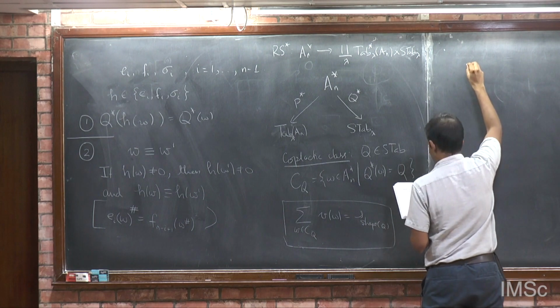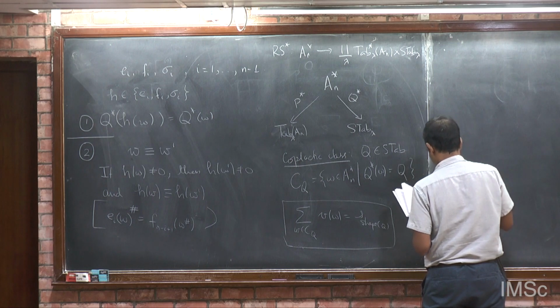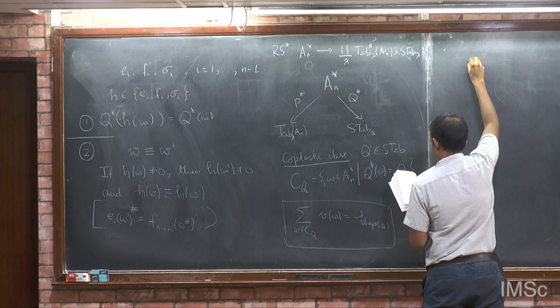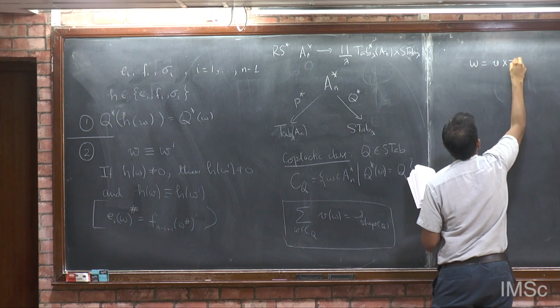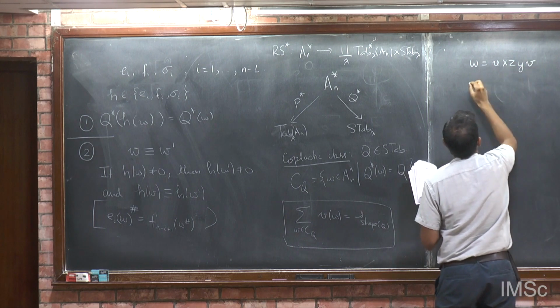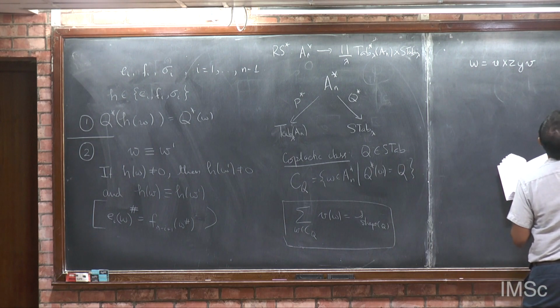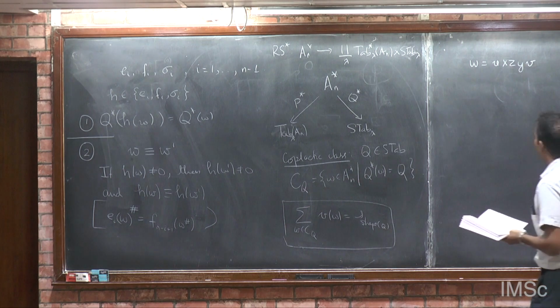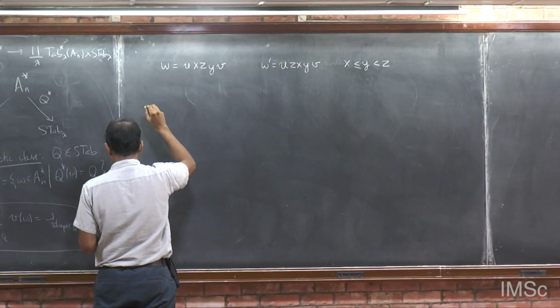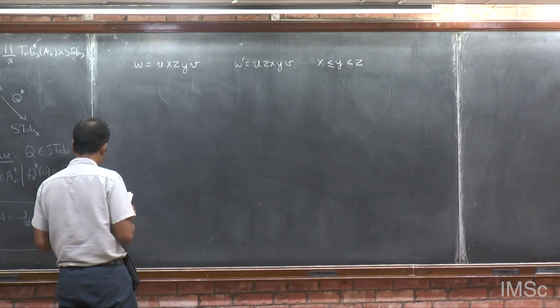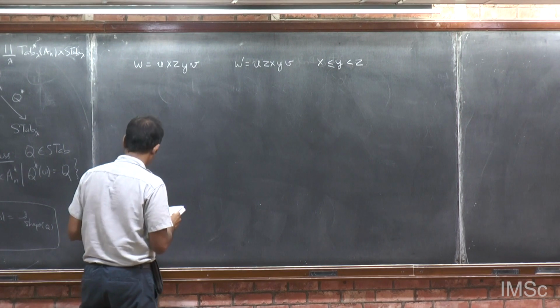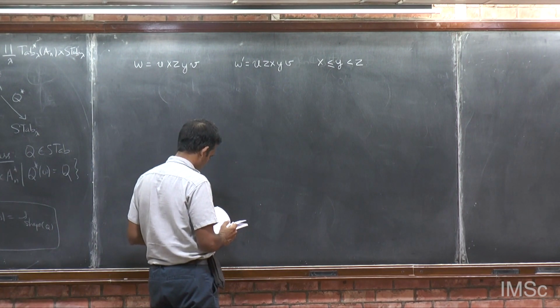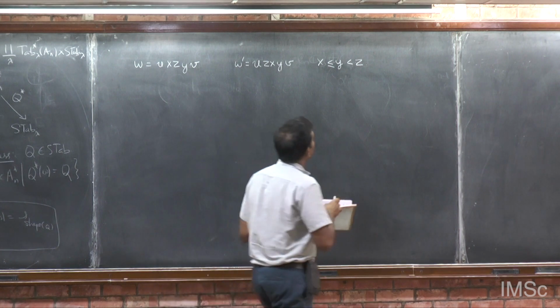So here's the thing: we'll assume that W is equal to U X Z Y V, and W prime is equal to U Z X Y V, and I need to take X strictly less than Y less than or equal to Z. No, X less than or equal to Y strictly less than Z, I think. Okay, so now we are going to apply some crystal operator here. Let's just recall the definition of the operators. So what does E_i do?